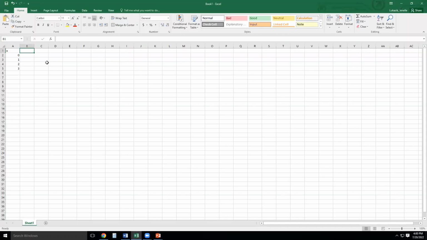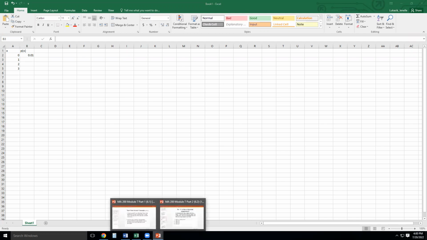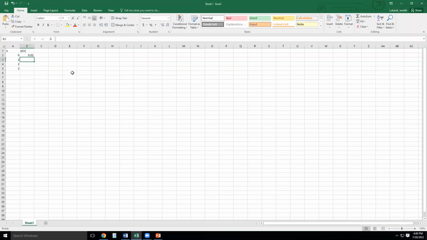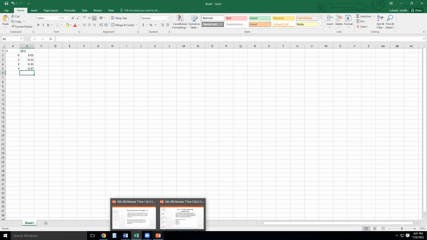So 1% here, let me just type P of X as my column label. 1% is going to look like 0.01 as a decimal, right? Move that decimal back to the left 2 spots, or divide by 100 is another way to think about it. And then we have 11%, 31, and 57. So I'm going to just change those all into their decimals, 0.11, 0.31, 0.57.